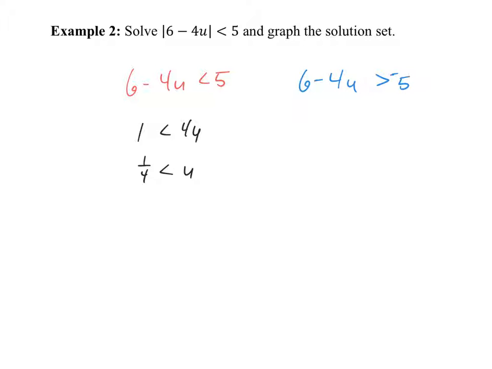I'm going to move the 4u over here by adding it over. And I'm going to add the 5 over to make that 11. And that'll be u, and that's going to be 11/4. So those are the two statements I end up getting. You see why I'm doing it the way I did it?